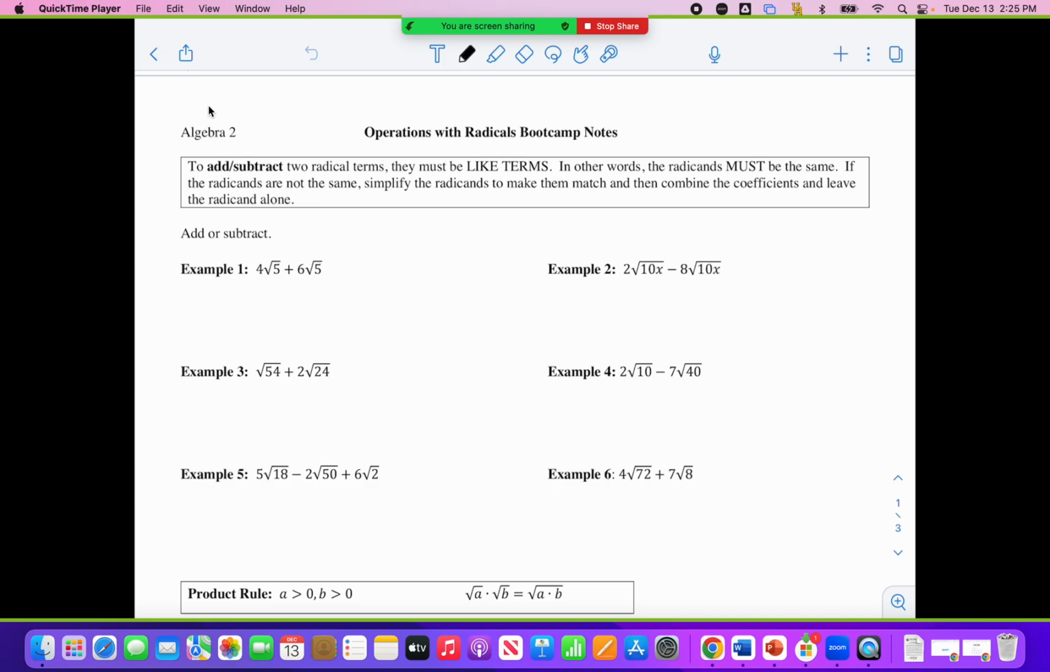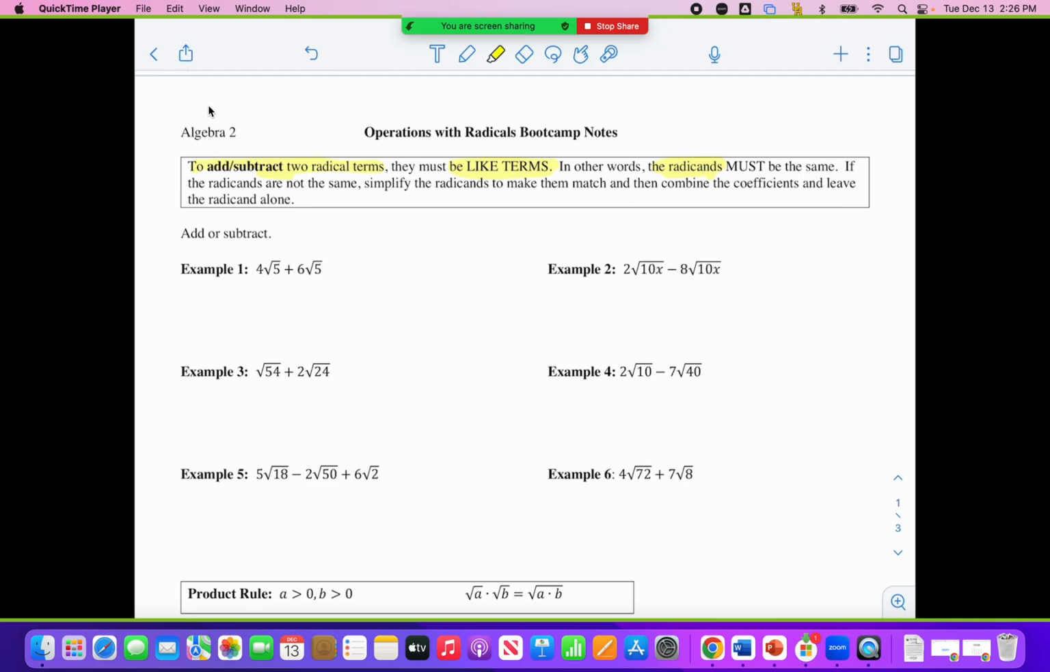Radicals. To add or subtract two radical terms, they must be like terms. In other words, radicands must be the same. From your Ed Puzzle yesterday, what is a radicand? The expression underneath the radical. Okay, you did a good job on the Ed Puzzle. The radicand must be the same.